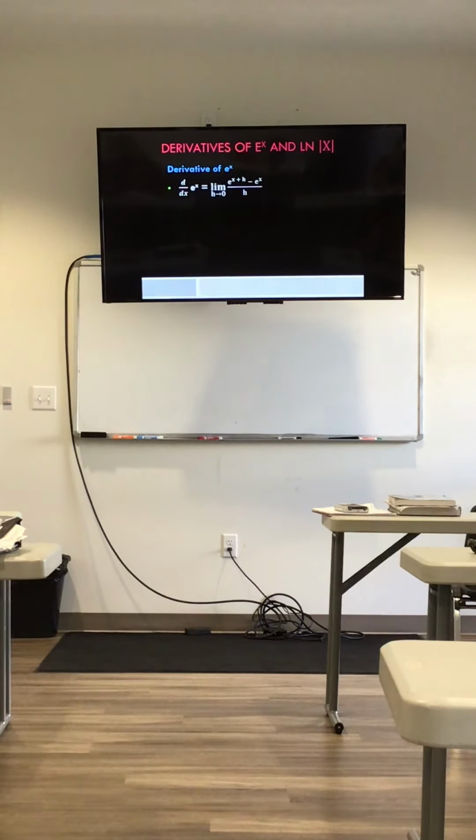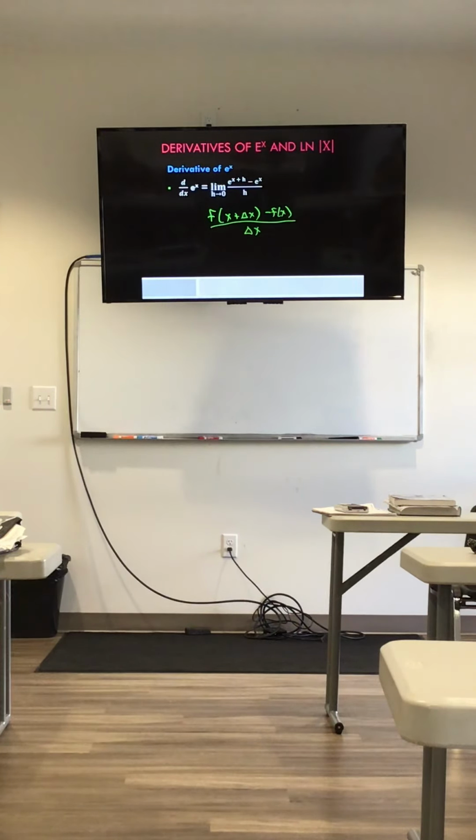So the derivative of e to the x, according to the formula that we've talked about earlier this year, is a limit. So the limit as h, instead of delta x, approaches 0, and then here's the formula: f of x plus delta x minus f of x, all over delta x.